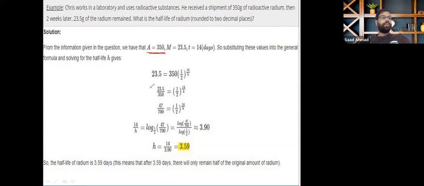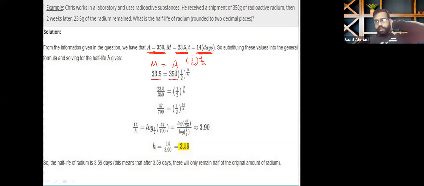Okay? The initial amount that we started with is 350. Then the amount that is left after the 2 weeks is 23.5, and the time that it took was 14 days. All right, so we substituted everything into the formula: 23.5, the mass left, equals a times 1/2 to the power t over h.